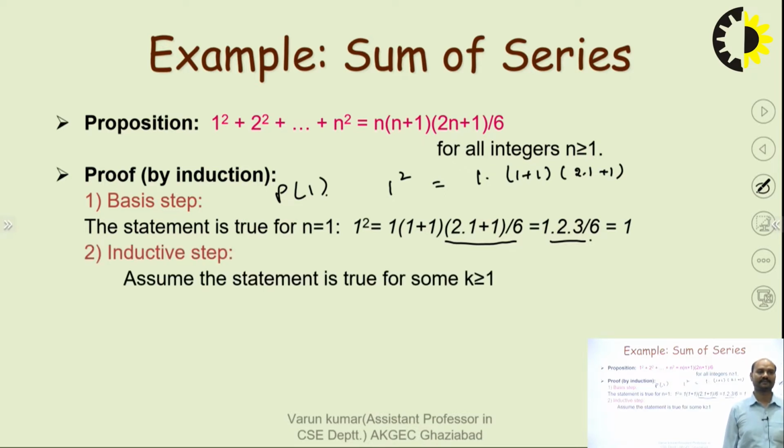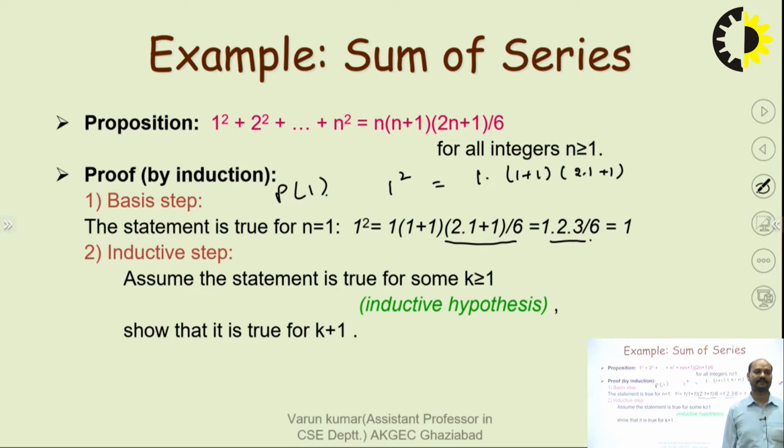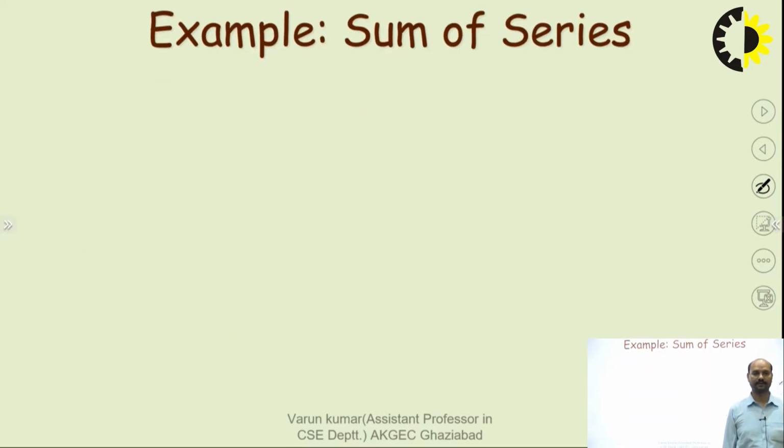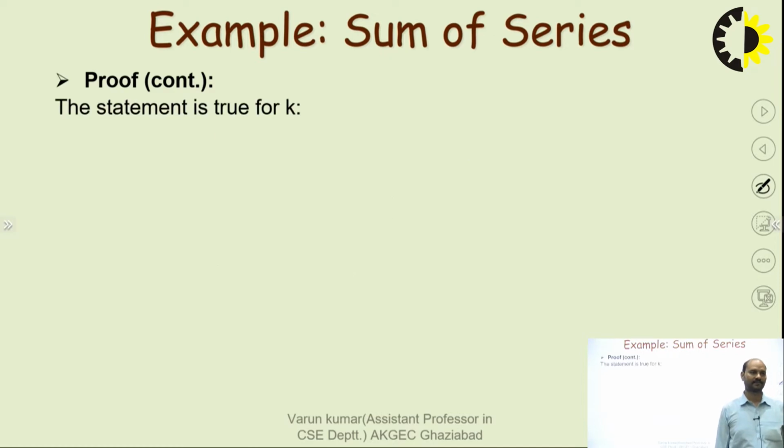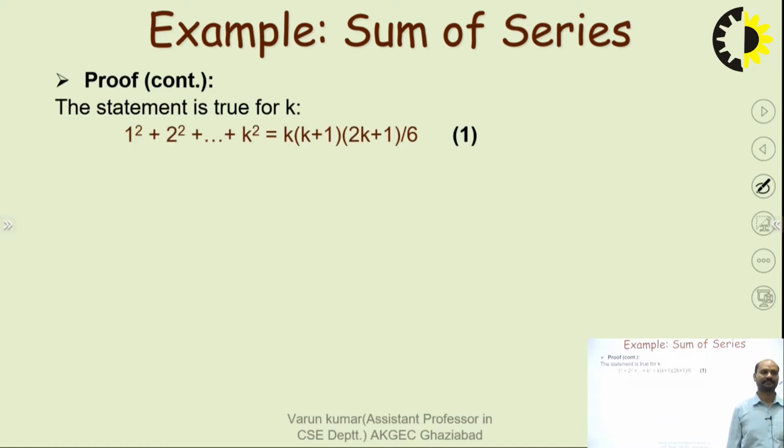So for the inductive step, we assume that our statement is true for k greater than or equal to 1. Then, by the inductive hypothesis, we have to show that it is true for k plus 1. So according to our statement, P(k) is true, which means 1 square plus 2 square up to k square equals k(k plus 1)(2k plus 1) divided by 6.